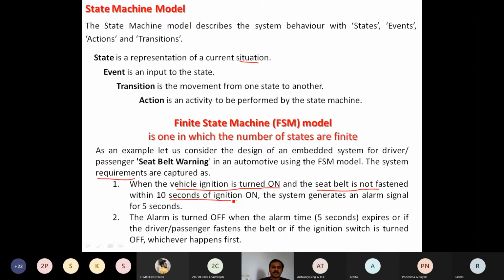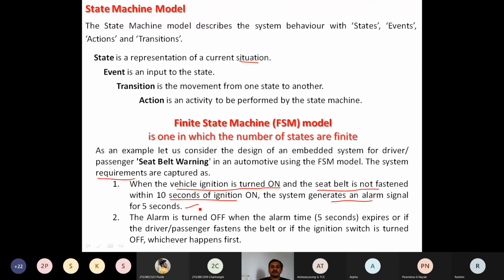After the ignition, the timer is going to start, and the timer is built for what? Waiting for 10 seconds. After the 10 second delay, if the seat belt is not fastened, the system generates an alarm signal for 5 seconds. Means up to 5 seconds, continuous alarm is going to be there in the speaker.